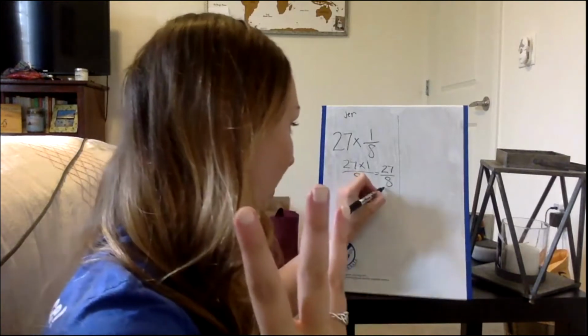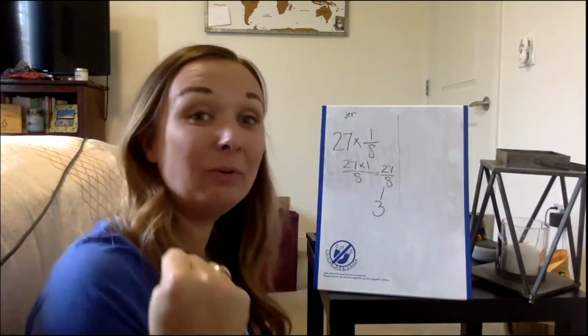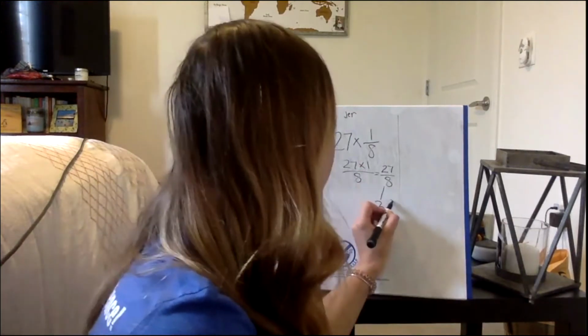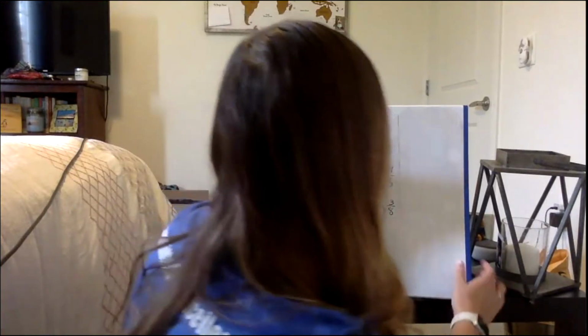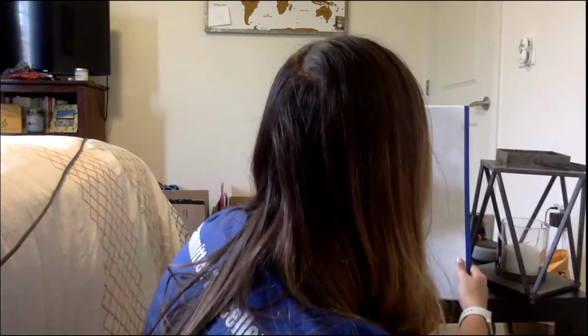So I was able to pull out 3 wholes of 8 eighths. And that was 24 eighths. So 25 eighths, 26 eighths, 27 eighths. I have 3 eighths left over. So we would say that Jeremy ran 3 3/8 of a mile.